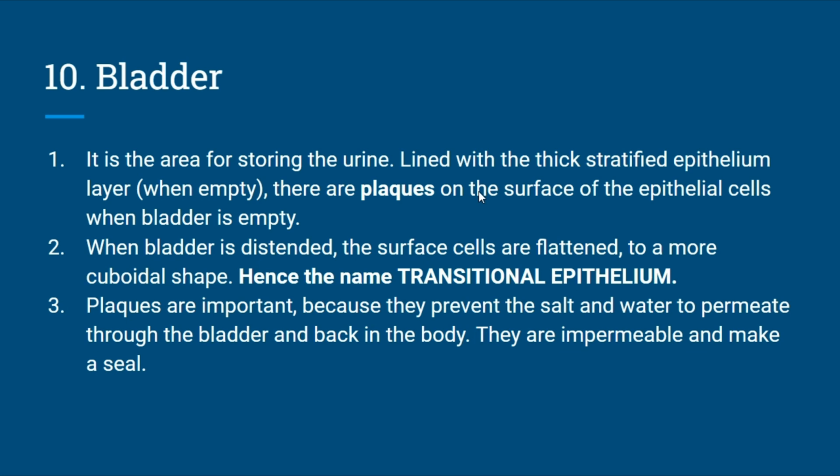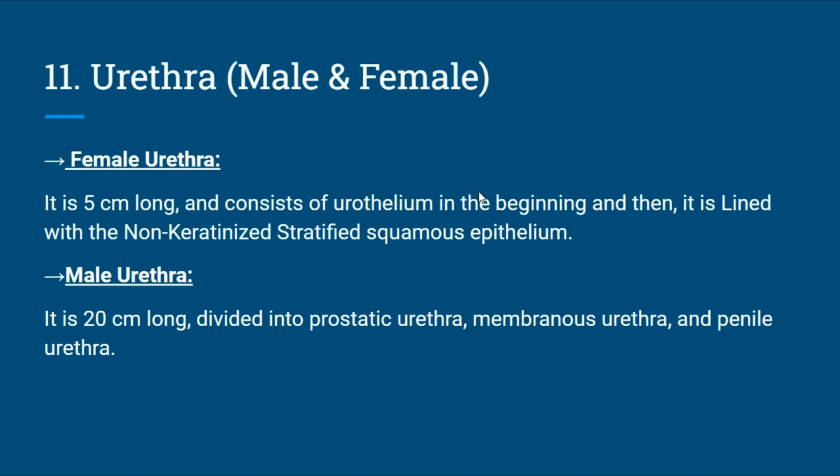The next one is the bladder. It is the area for storing urine, and it is lined with a thick stratified epithelium layer when empty. There are plaques on the surface of these epithelial cells when the bladder is empty. When the bladder is distended, the surface cells flatten to a more cuboidal shape, hence the name transitional epithelium, just like before. These plaques are important because they prevent salt and water from permeating through the bladder and back into the body. So they are impermeable and make a seal. There is no point in storing something somewhere if it is leaking, so the plaques are important for that.